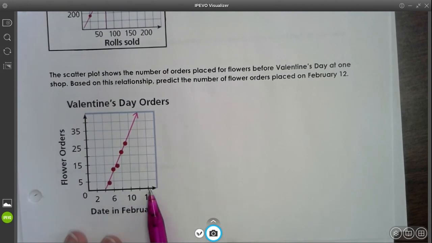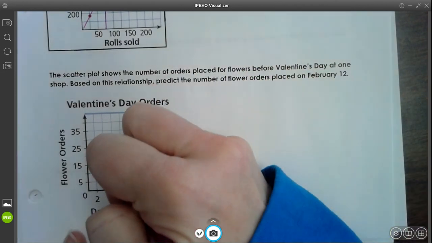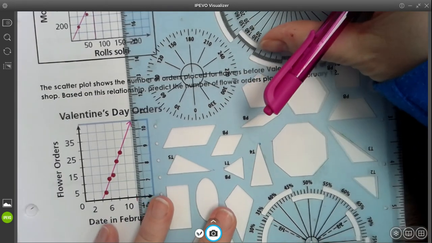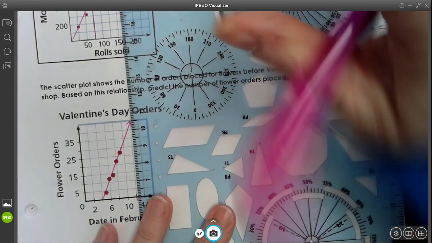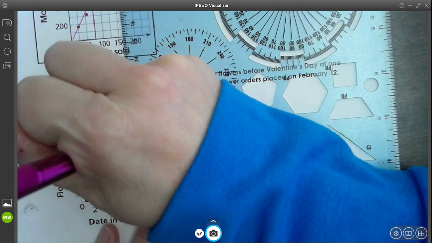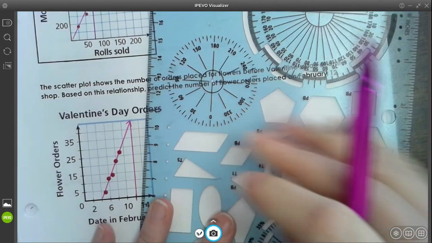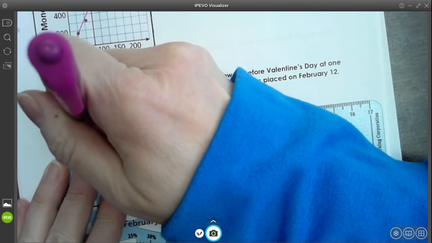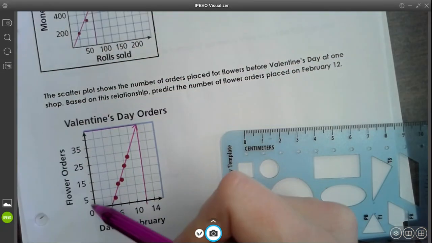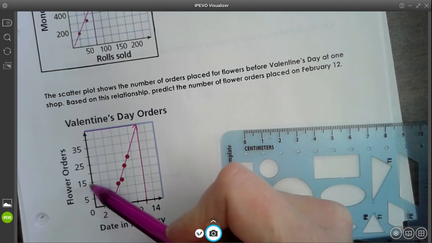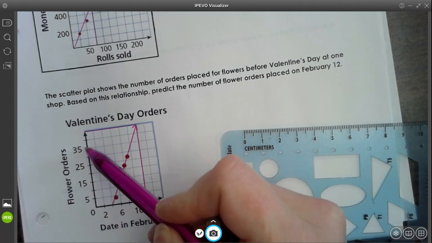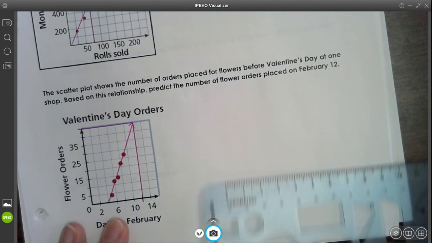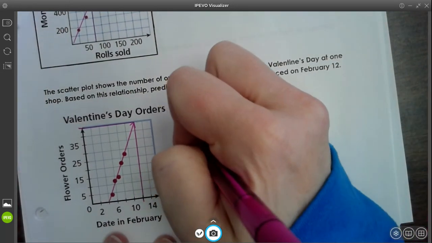So here's the 10th, here's the 14th. The 12th is going to be here. So I'm going to follow this up to the line here. That's pretty much going to go right up to the top for me. And then I'm going to follow that over. Okay, and here we are counting by fives. This is 5, 10, 15, 20, 25, 30, 35, 40. This is going to be 45 right over here. Okay, so that's going to be about 45 orders.